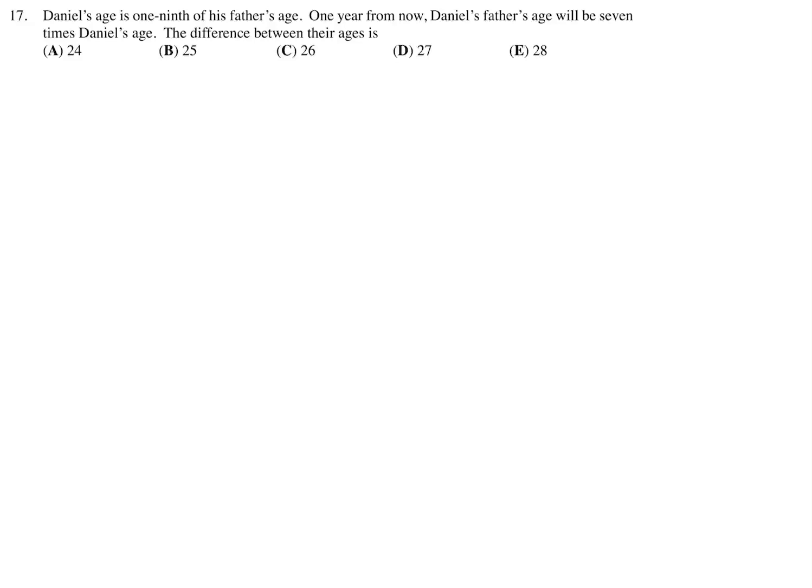Daniel's age is 1/9 of his father's age. 1 year from now, Daniel's father's age will be 7 times Daniel's age. The difference between their ages is. So Daniel's age is 1/9 of his father's age, d equals f over 9. That's the first part of the question. 1 year from now, his father's age is f plus 1, and it's 7 times Daniel's age, which is d plus 1, because it's 1 year from now.